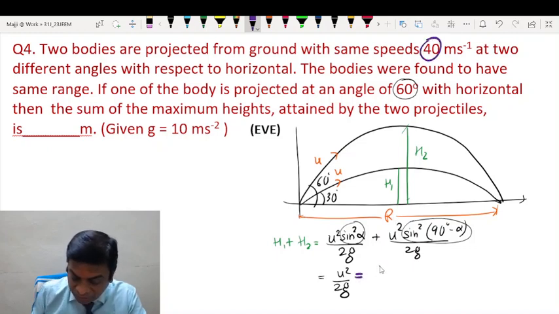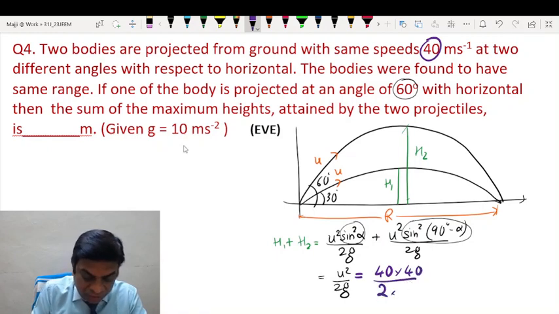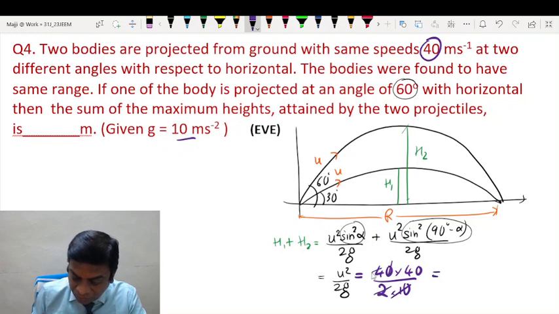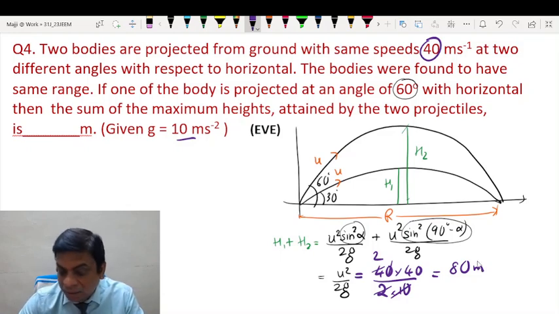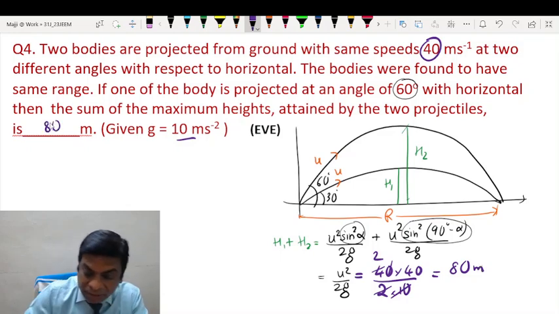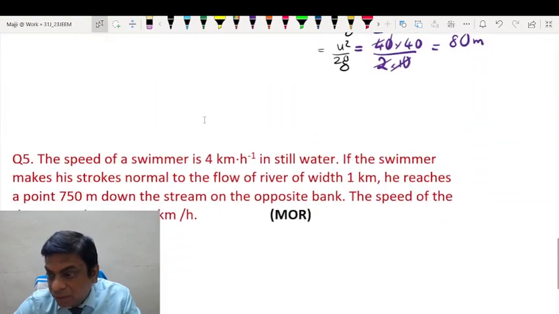So u, speed, is given as 40. So 40 into 40 upon 2 into g. g is given as 10. So the 10 gets cancelled. 2 into 40 is 80 meters. So this is the answer. So the correct answer will be 80 meters. Moving on to the next question.